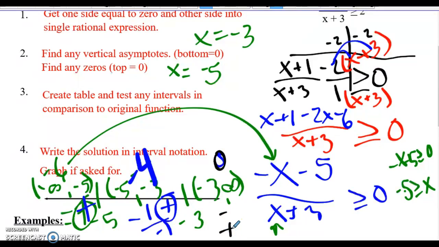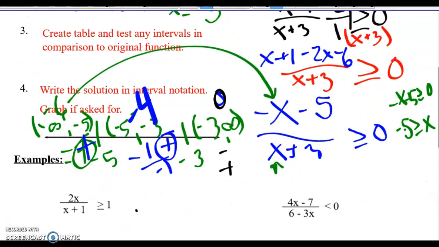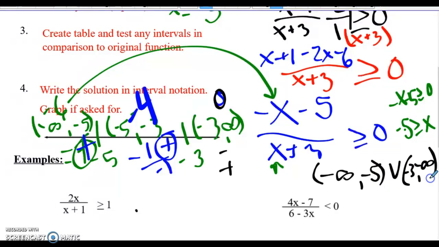Okay, so the first and the last. Where is it actually greater than or equal to? I want the pluses. So it's greater than or equal to at negative infinity to negative 5, union, negative 3 to infinity.